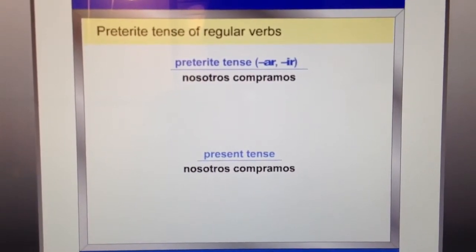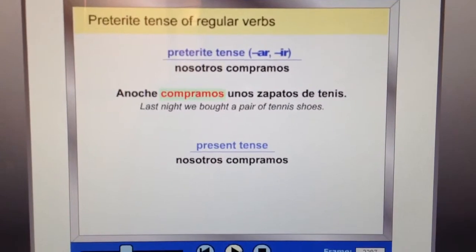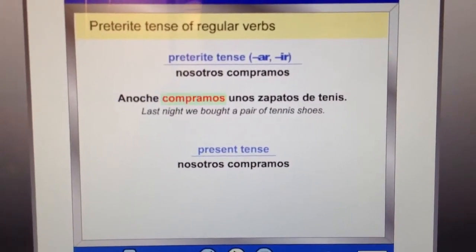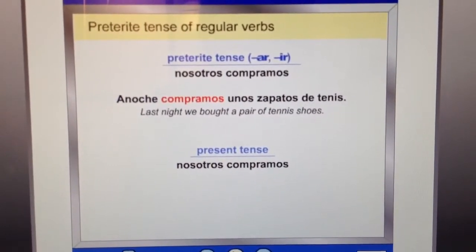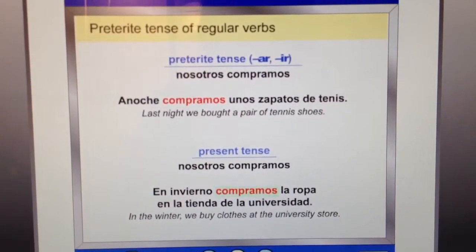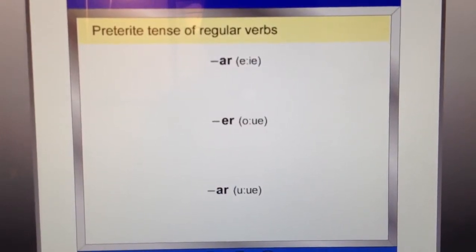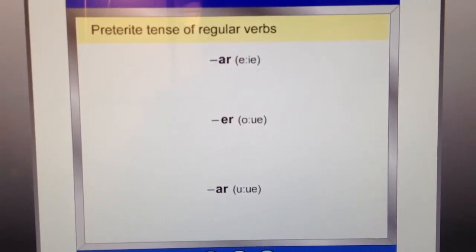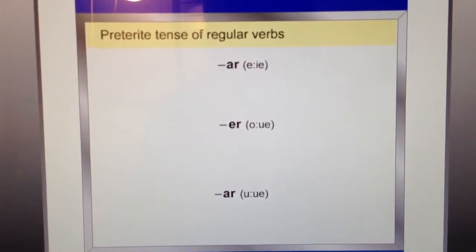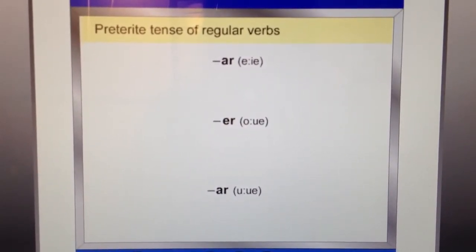For example, compare this statement. Anoche compramos unos zapatos de tenis with the following. En invierno compramos la ropa en la tienda de la universidad. Spanish AR and ER verbs that have a stem change in the present tense are regular in the preterite. They do not have a stem change.